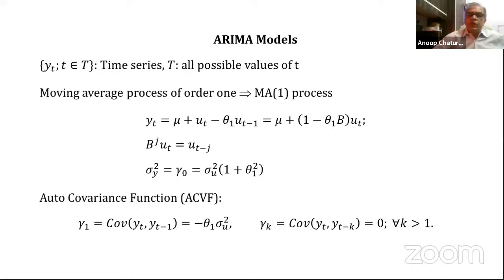Now, just in brief, I will introduce the ARIMA models and then I will come to the main topic. So YT is a time series. Capital T is the set of all possible values of T.